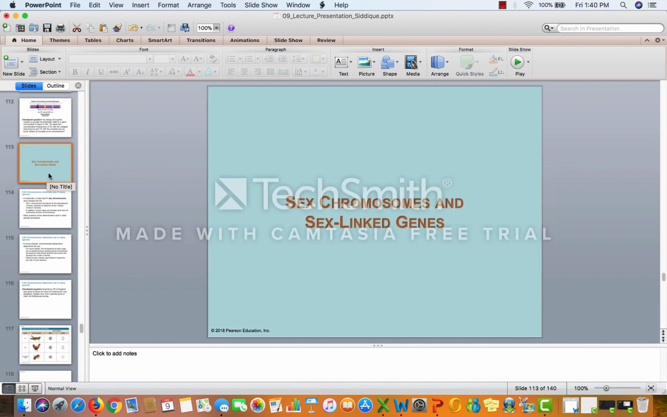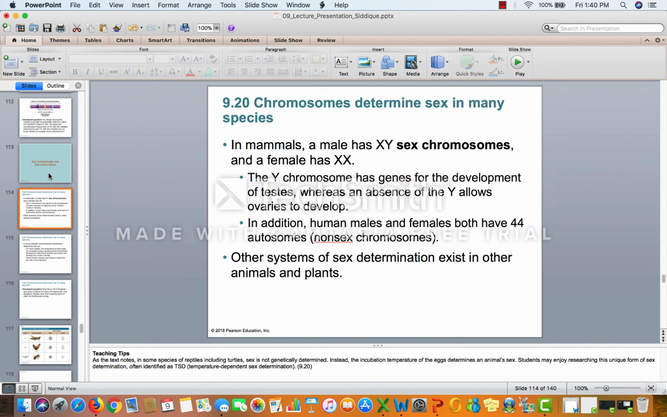Okay, let's take a look at sex-linked chromosomes. What's linked on the X chromosome? This is really important because there are a lot of genes that are directly sex-linked, X-linked. If a male is XY and a female is XX, the Y chromosome has genes for the development of testes, whereas an absence of the Y allows for ovaries to develop, XX, right?